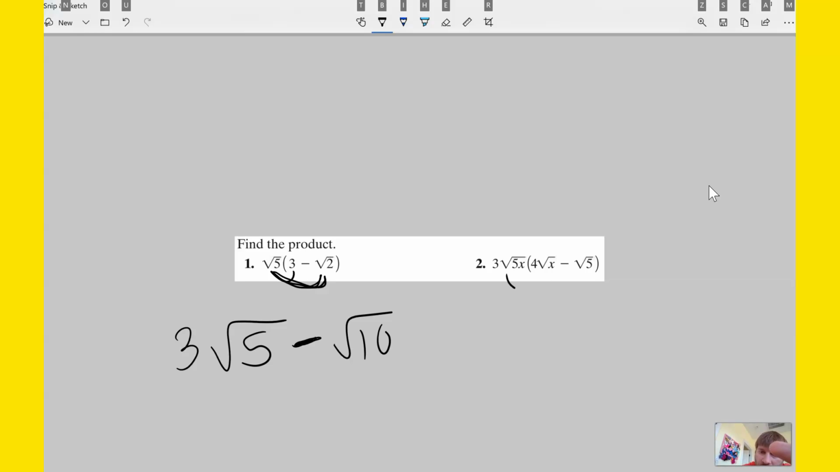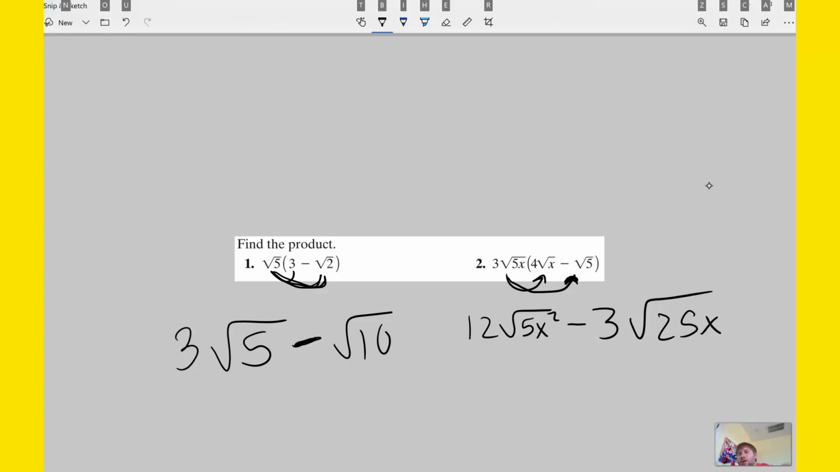Okay, distribute this to here, and the 3 and the 4 multiply together to get 12. And inside the radical, I've got 5x times x, so that's 5x squared. And then take that and distribute it here as well. The 3, it's going to be minus. The 3 is just going to be still a 3 on the outside. And on the inside, I've got 5x and a 5. So on the inside of the square root, I've got 25x. All right, let's break this down as much as possible.